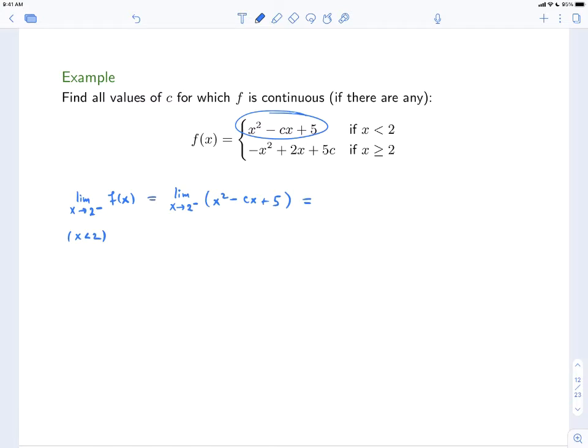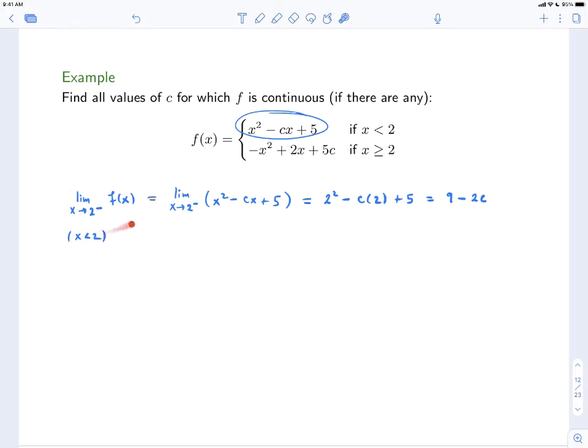This is a polynomial, so we can just use the substitution rule to compute this limit. So it's going to be 2 squared minus c times 2 plus 5. Well, 2 squared is 4. 4 plus 5 is 9. So this is 9 minus 2c. That's the limit from the left. Notice that it depends on c. And that's natural because c is in the definition.